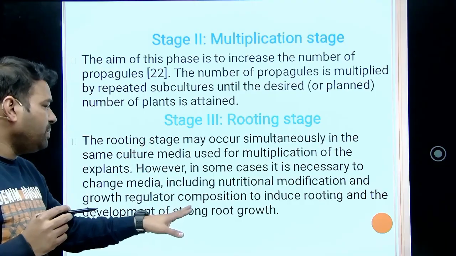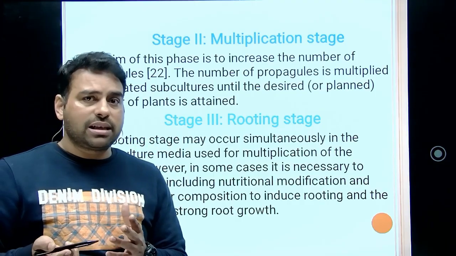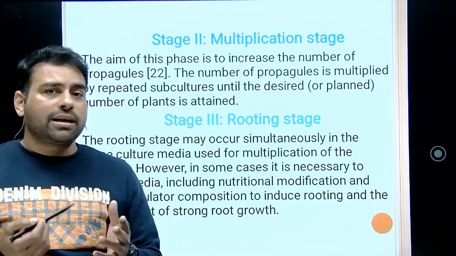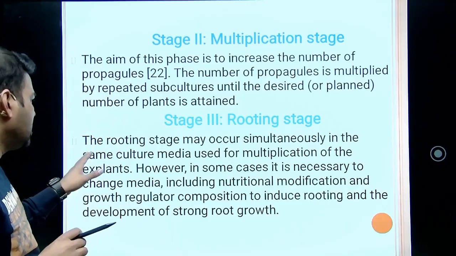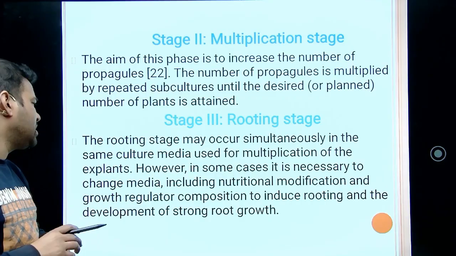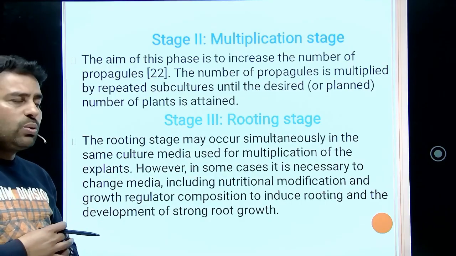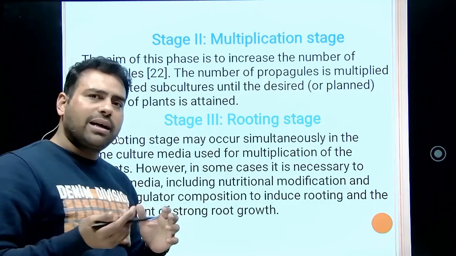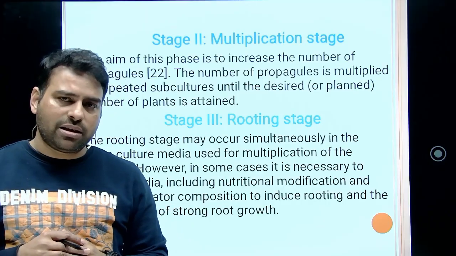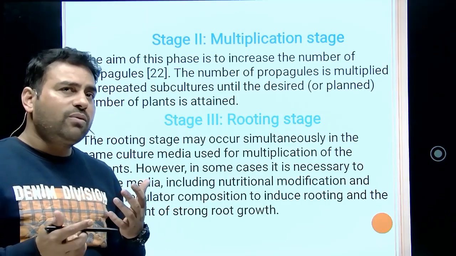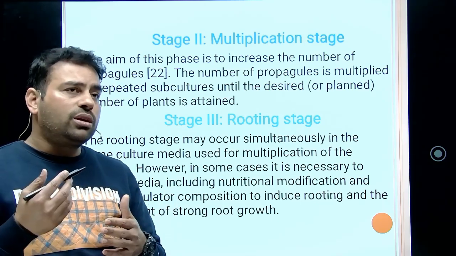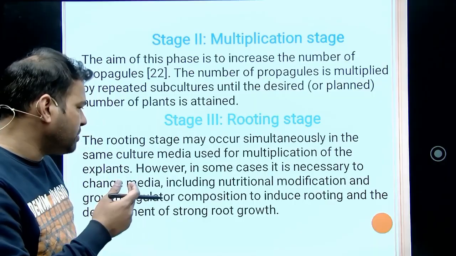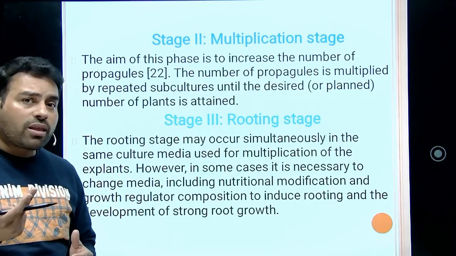Then the rooting stage will be there if we have added the auxins as required for rooting, like 2,4-D or IBA, IAA or naphthalene acetic acid. The rooting stage may occur simultaneously in the same culture media. So rooting may occur in the same media we started with in the protocol, but sometimes, due to browning, we have to change the media and transfer the plant into fresh media to induce the rooting.